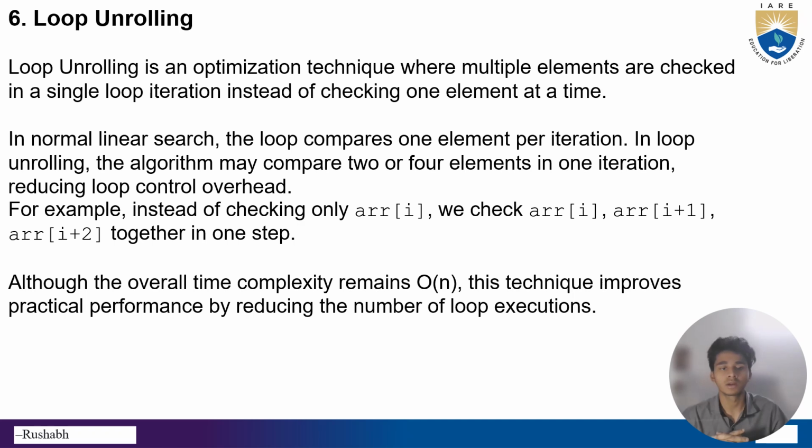Loop unrolling. Loop unrolling is an optimization technique where multiple elements are checked in a single loop iteration instead of checking one element at a time. In normal linear search, the loop compares one element per iteration. In loop unrolling, the algorithm may compare two or four elements in one iteration, reducing loop control overhead.